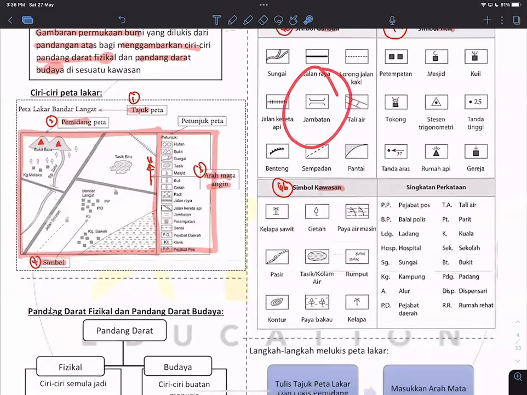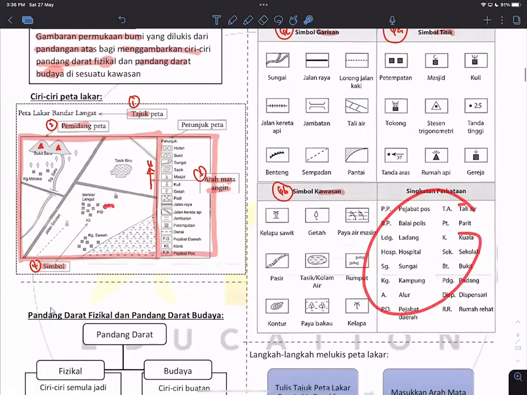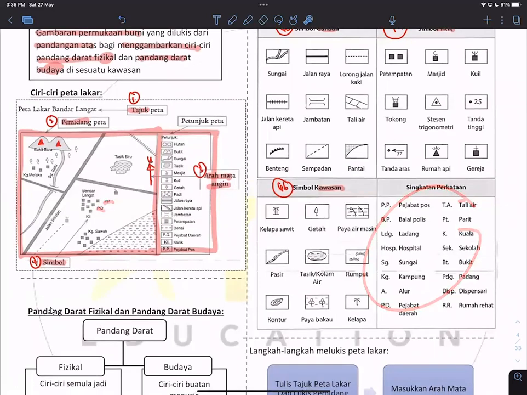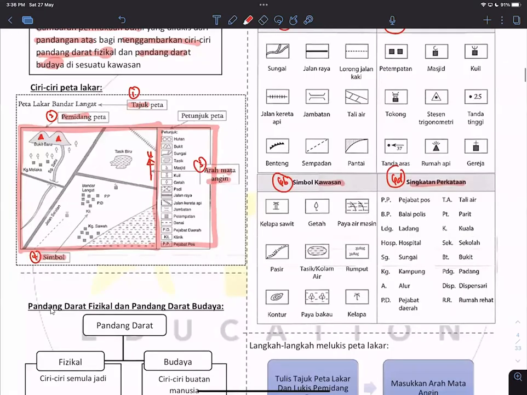Okay, so this is the symbol garisan, and the last one, all the short forms. So we have the PP, pejabat pos, PD written here, pejabat daerah, KLI, klinik, and then the kampung, KG. So what else? Sungai, SG. So this is all the short forms, singkatan perkataan. Simple, right? And then remember, symbol is linked to your fourth one. Symbol linked to your petunjuk.